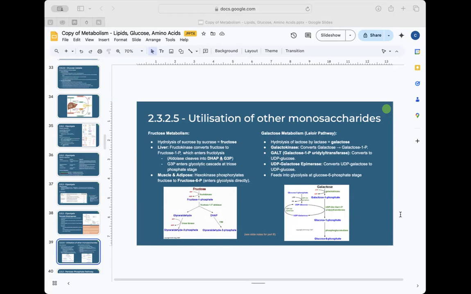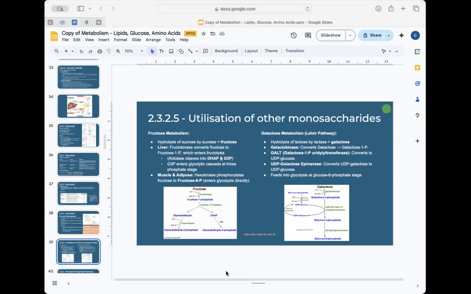And then we've got galactose. So galactose is from lactose, and that takes a few more steps. It's converted into galactose 1 phosphate, then to UDP glucose, and finally to glucose 6 phosphate via something called the Leloir pathway.